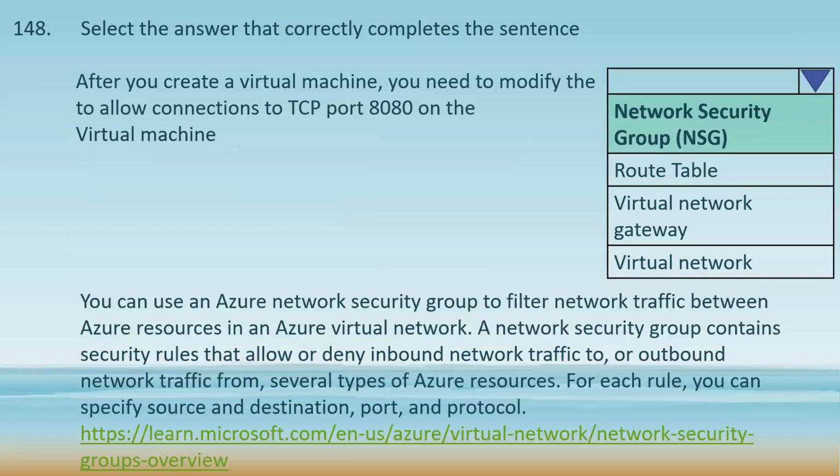You can use an Azure network security group to filter network traffic between Azure resources in an Azure virtual network. A network security group contains security rules that allow or deny inbound network traffic to, or outbound network traffic from, several types of Azure resources. For each rule, you can specify source and destination, port, and protocol. There are going to be many questions around network security groups in the exam, so go through the link on your screen to understand network security groups in detail and how they differ from different network components in Azure.